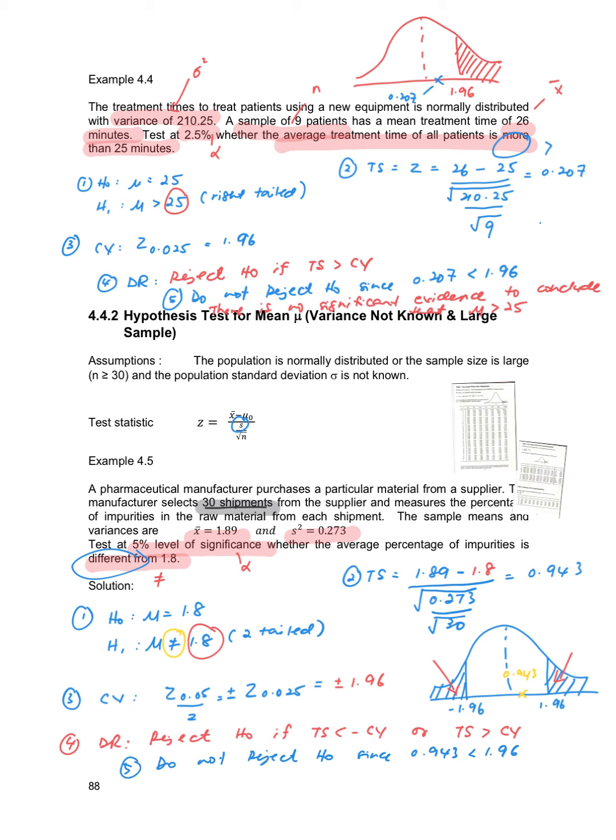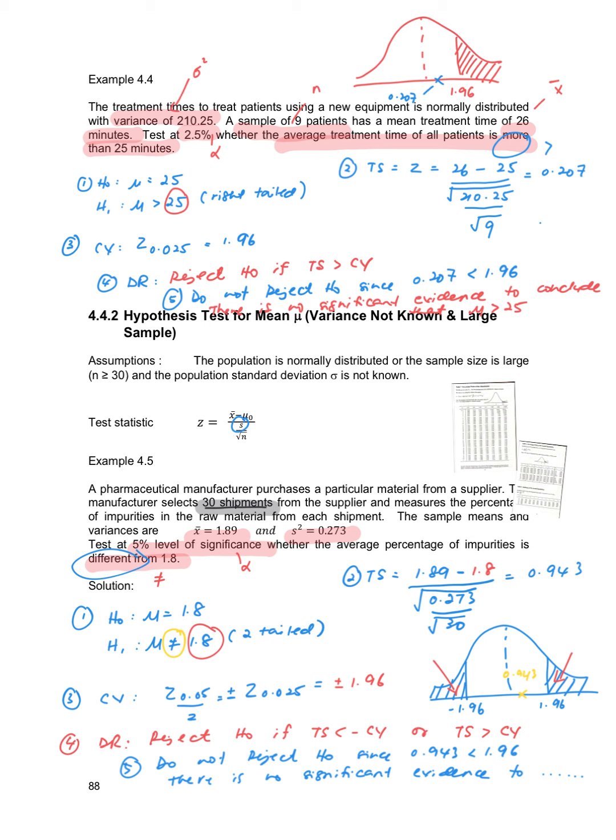So we can conclude there is no significant evidence to conclude that the average percentage of impurity is different from 1.8. Ulang balik ayat yang last tu. So there is no significant evidence to conclude that the average percentage of impurity is different from 1.8.